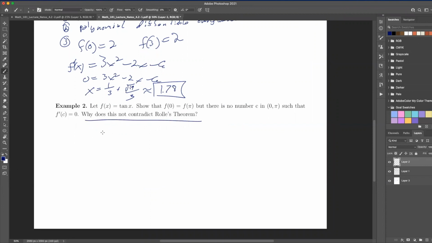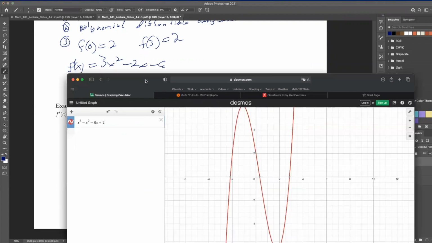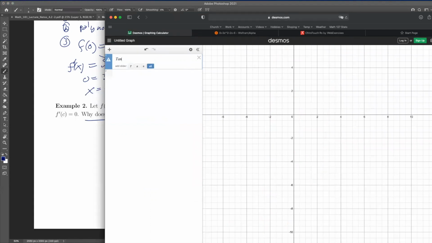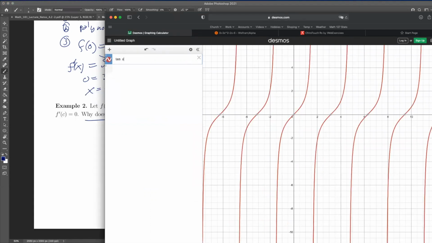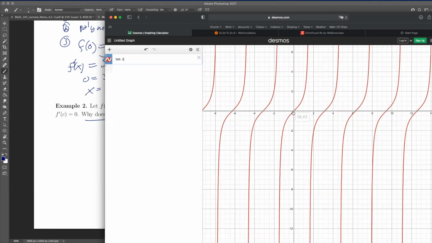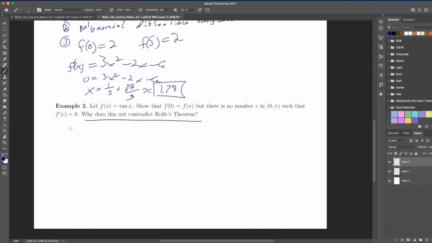So let's look at tangent. Let's just graph the thing, and we'll use that to cheat for all our points. So tangent of x. Thank you. So notice here that f of 0 and f of pi are both 0, right? So we want to show that these equal each other. So f of 0 is equal to 0, which is equal to f of pi. If it's tangent of x, they both equal 0.